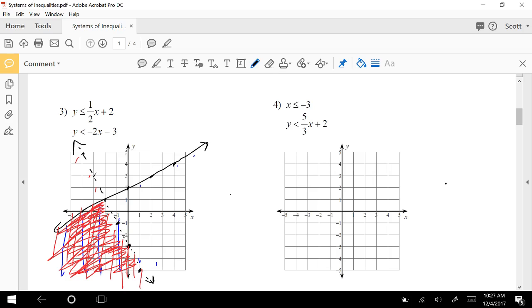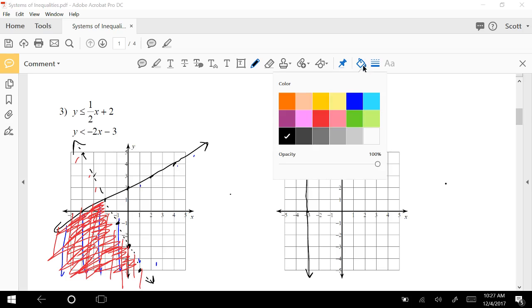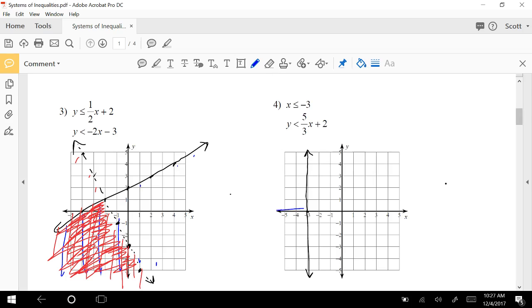So x is less than or equal to negative 3. That would be like a vertical line at negative 3. We'll make it solid. And it's going to be less than, so it would be going to the left. And less than for the x's would be left, so it would be all of this.